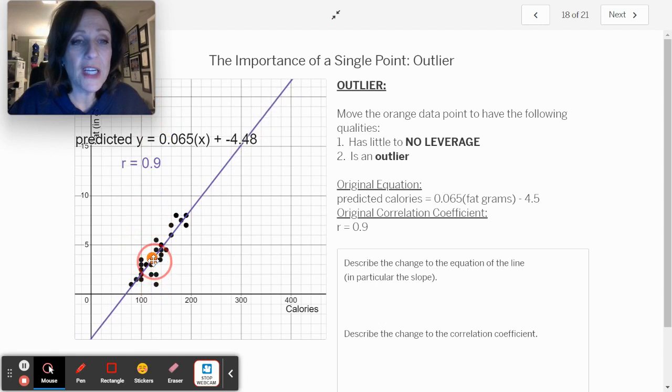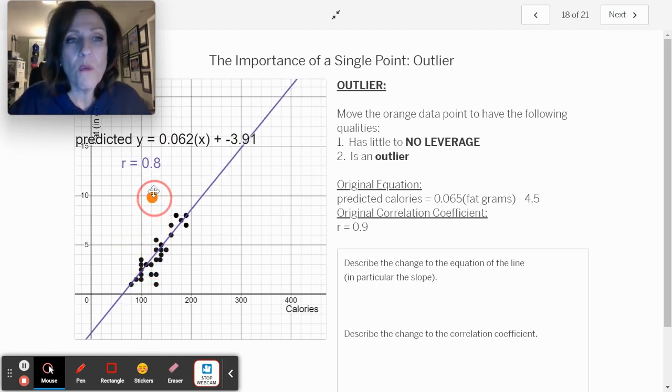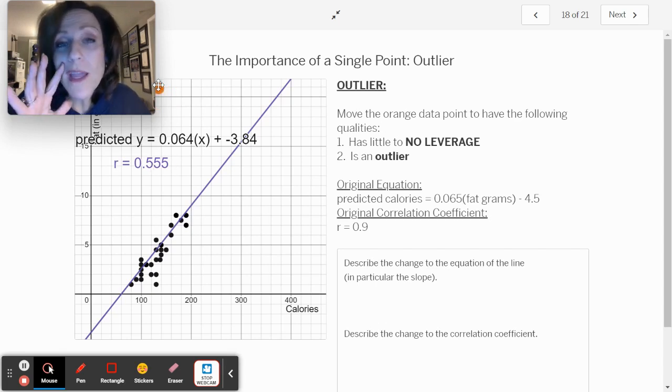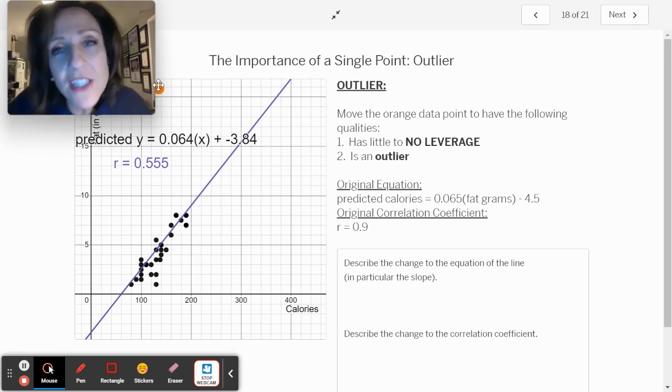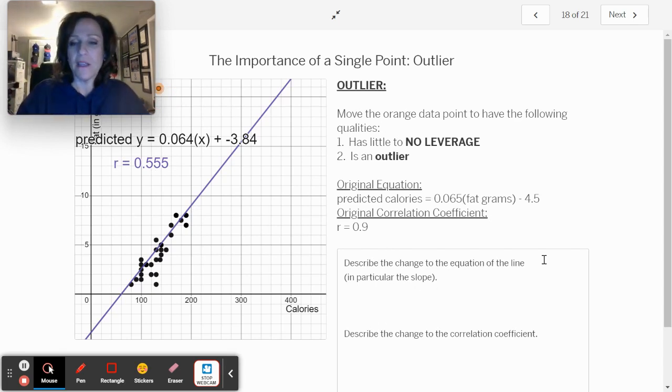But let's see here. Here was a correlation of 0.9, strong. What's happening to that correlation? Holy cow, look right there. That's definitely changed, even though the slope and the y-intercept didn't really change. Okay, so write up what's happening there. Again, getting all that vocabulary. Okay, that was slide 18.